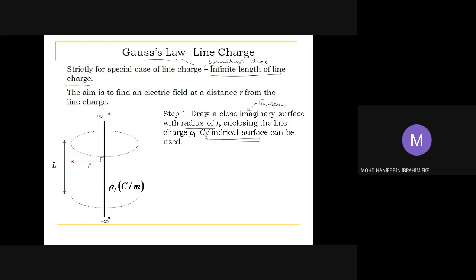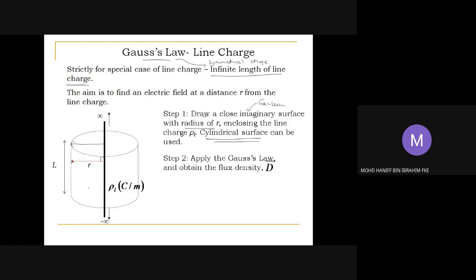We assume that your Gaussian surface, or your closed surface here, has a radius of r, similar to the radius of this particular point, and the height of this Gaussian surface is L. So that should be the first step, which is to draw a Gaussian surface.